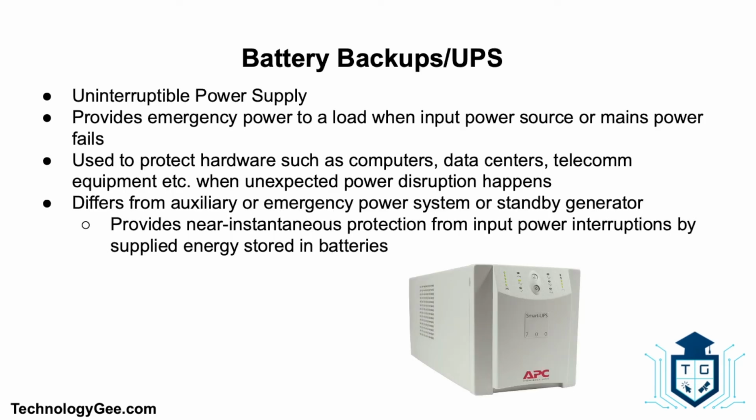Then we have battery backups and UPS, or uninterruptible power supply. So an uninterruptible power supply is an electrical apparatus that provides emergency power to a load when the input power source or mains power fails. A UPS is typically used to protect hardware such as computers, data centers, telecommunication equipment, or other electrical equipment where an unexpected power disruption could cause injuries, fatalities, serious business disruptions, or data loss. A UPS differs from an auxiliary or emergency power system or standby generator in that it will provide near instantaneous protection from input power interruptions by supplying energy stored in batteries.